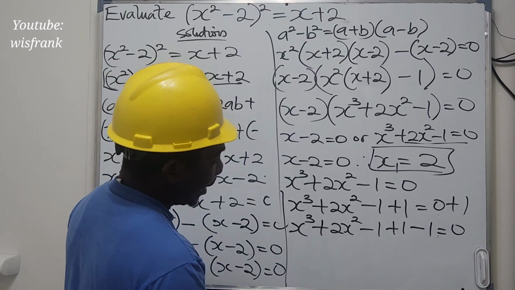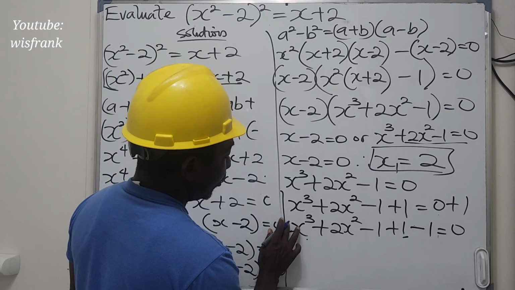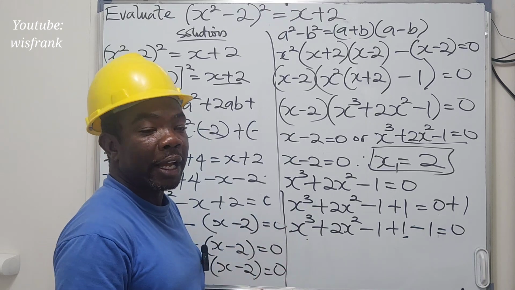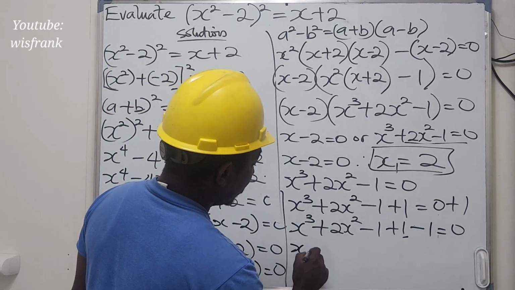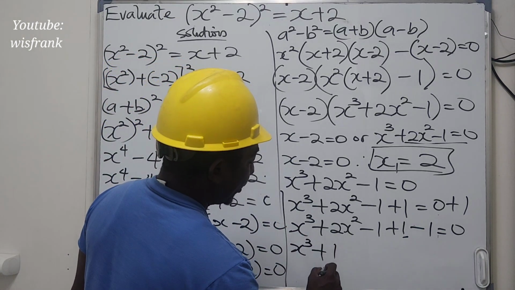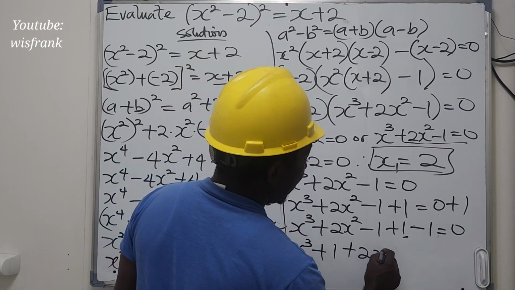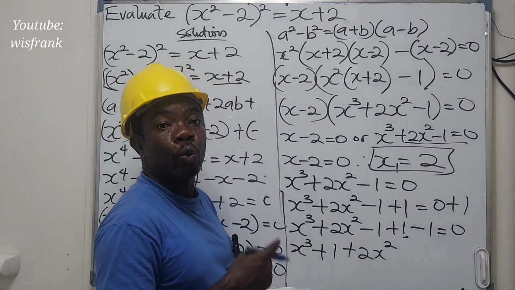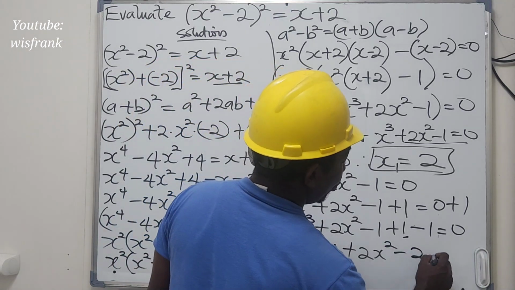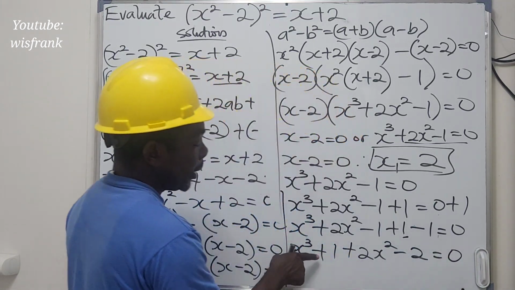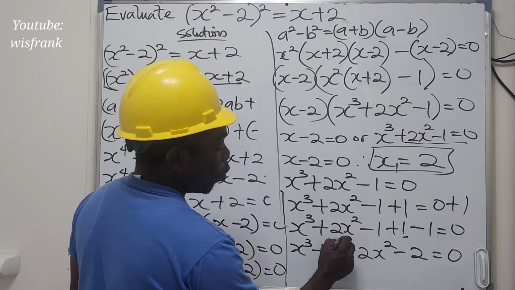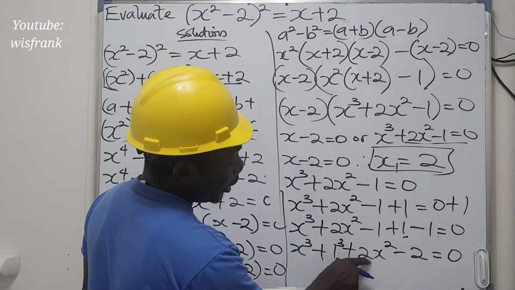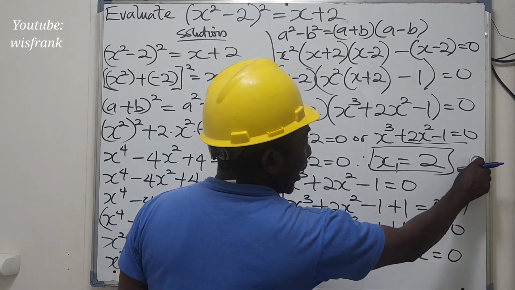And here we can collect like terms. Let's take 1 to the other side so that we can equate it to the power of 3 for us to be able to simplify it further. So this will become x to the power of 3 plus 1, then we have plus 2x to the power of 2, and minus 1 will become minus 2, all equals to 0. This one, we can write as 1 to the power of 3. So you see the same thing. And also, here we have 2 and we have 2 here. They are common. We can factor it out.